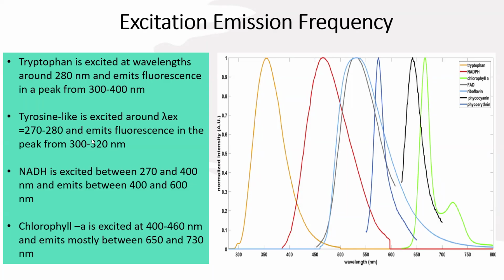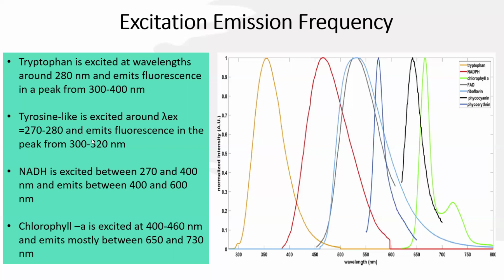For instance, tryptophan is excited at 280 nanometers and emits at 300 to 400 nanometers, as compared to chlorophyll a, which is excited at 400 to 460 nanometers and emits between 650 to 730 nanometers.